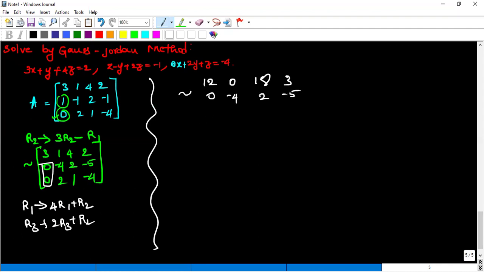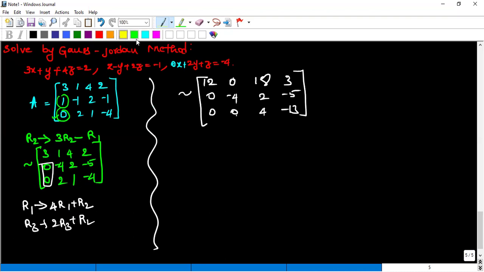Then third row we are changing 2R3. 2 into 0 is 0, so we can write as it is. 2 2s are 4 minus 4 will become 0. Then 1 2 is 2 plus 2, it will be 4. Then 4 2s are 8 minus 8 minus 5 is minus 13. So we successfully made these two also 0.